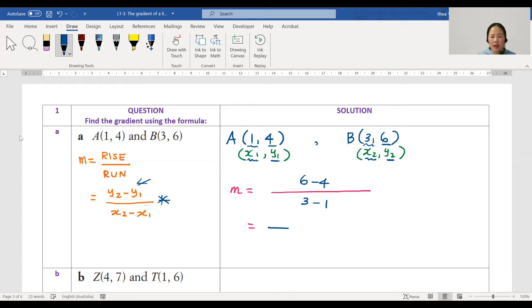Now, if I tie that up, 6 minus 4 is 2, and 3 minus 1 is 2, and it'll be 1 because 2 divided by 2 is 1. So the gradient is 1.